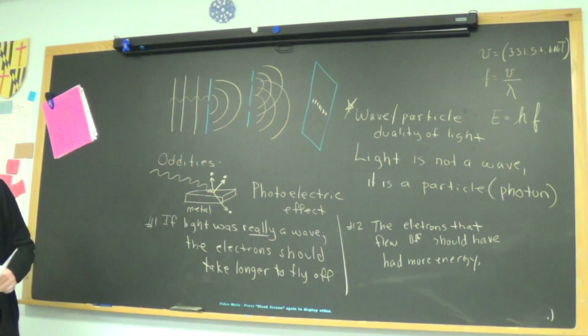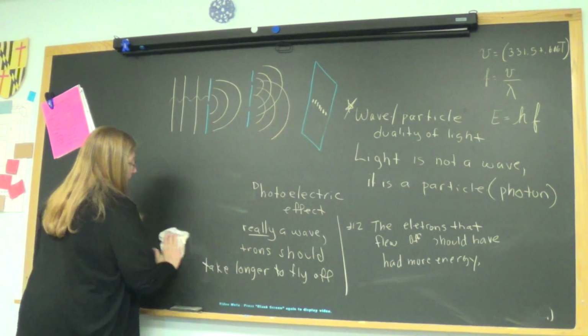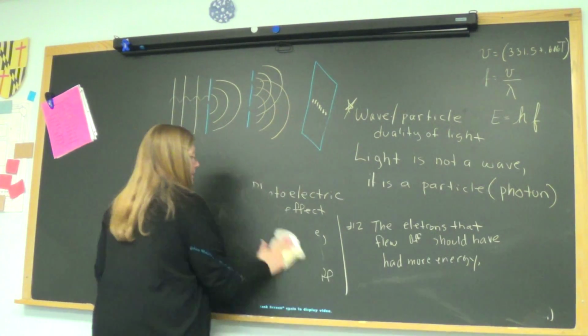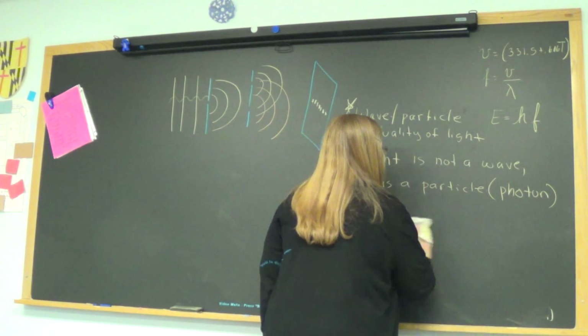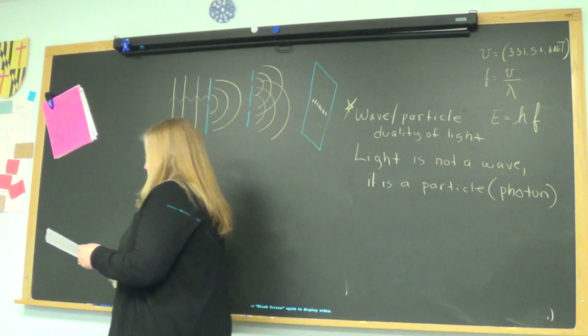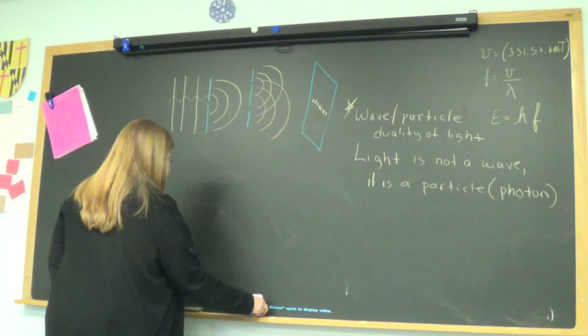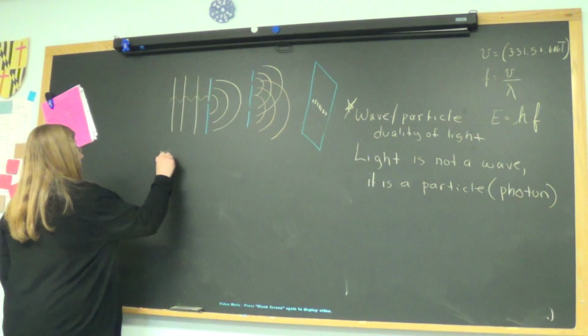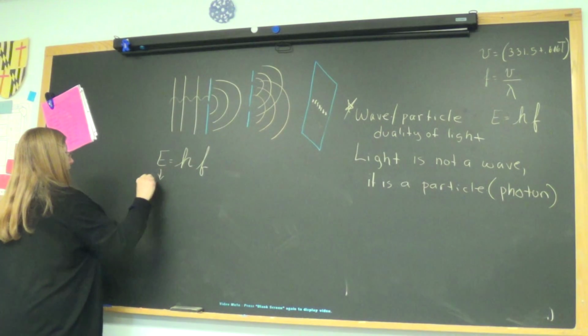It will come off of the fact that light is a particle. Let's define what E equals hf means. E equals hf. E is energy.